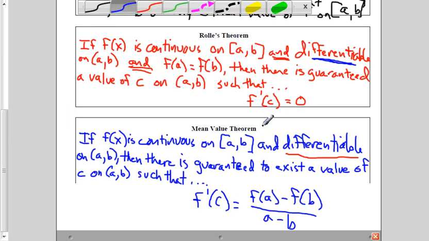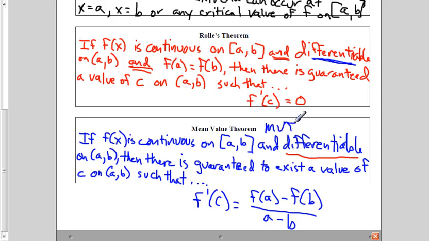And lastly, the mean value theorem, MVT. Again, mean, average. So once again, if f of x is continuous on the closed interval from A to B and differentiable, which means you have to take the derivative, which eliminates corners, eliminates cusps, on the open interval from A to B, then there's guaranteed to exist a value of C on this open interval A B such that the derivative of the tangent line, which is the slope of the tangent line, is going to be equal to the slope of the secant line.